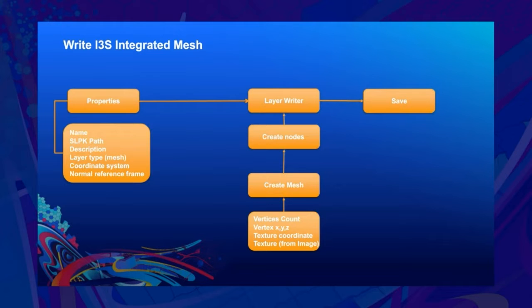This diagram represents the parameters needed for writing integrated mesh using the SDK. On the left side, we have the properties of the layer, which includes name, SLPK path, description, layer type, coordinate system, and normal reference frame. The middle column, starting from the bottom, we have the information which defines the layer, such as vertices, texture coordinates, and texture, which is used to create the mesh, then the nodes. These two sets of information are brought together at the layer writer, where it creates the layer and writes it to disk.